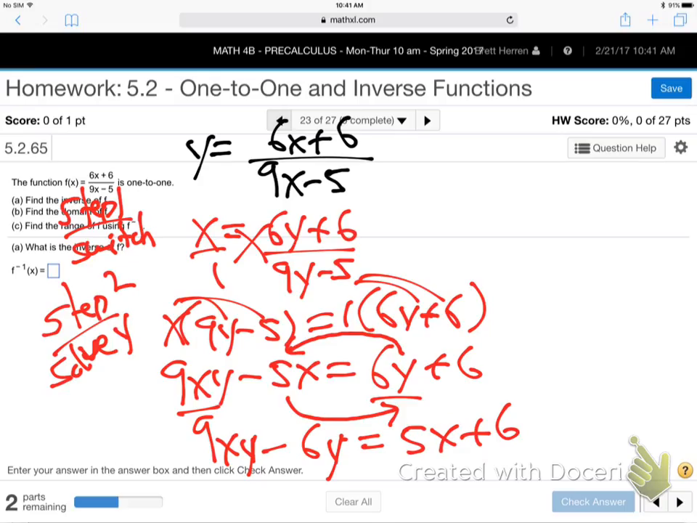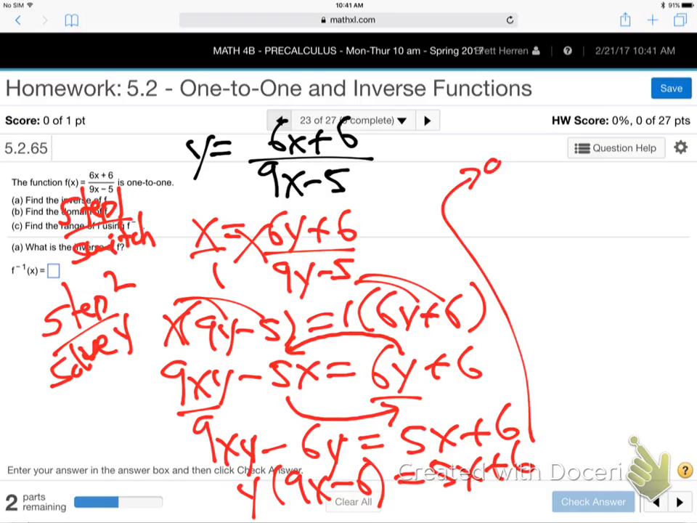Now factor out the y and divide. That's how you isolate it when it's in 2 places. Factor out the y: 9x minus 6. Is that good? And divide. So I'll bring it up here. So, whoops.